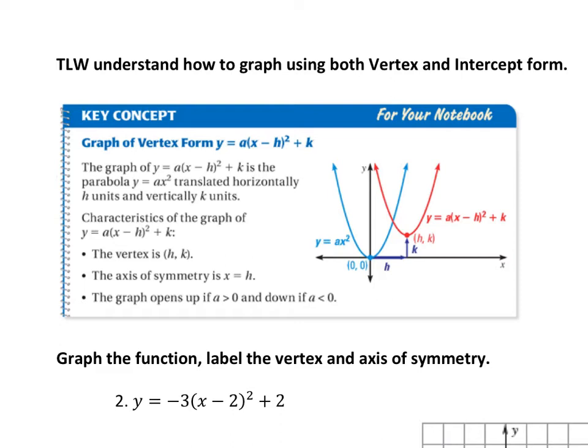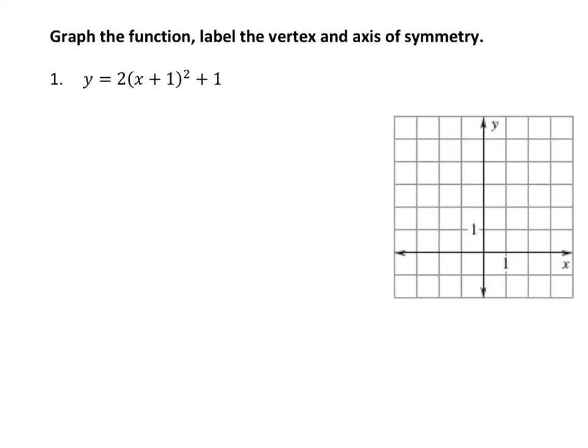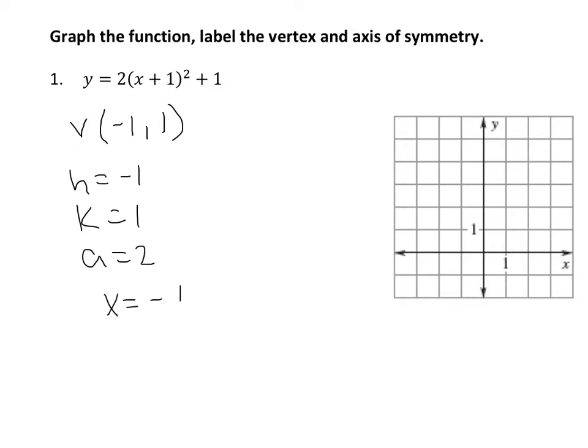So, let's take a look. Graph the function, label the vertex and the axis of symmetry. So the vertex is (-1, 1), because h equals -1, k equals 1. I know a is 2, so it opens up, and I know the axis of symmetry is x equals -1.